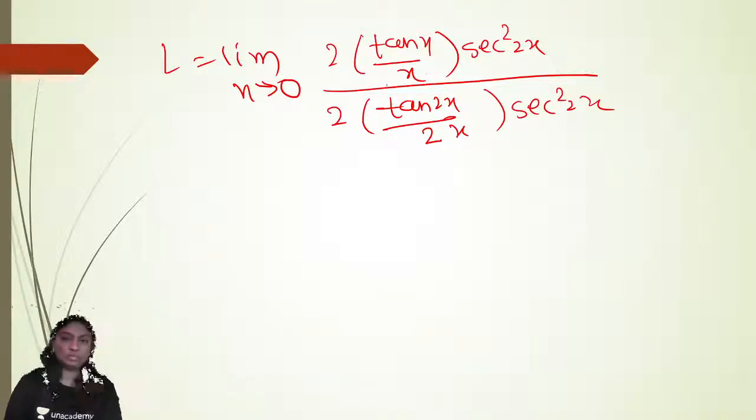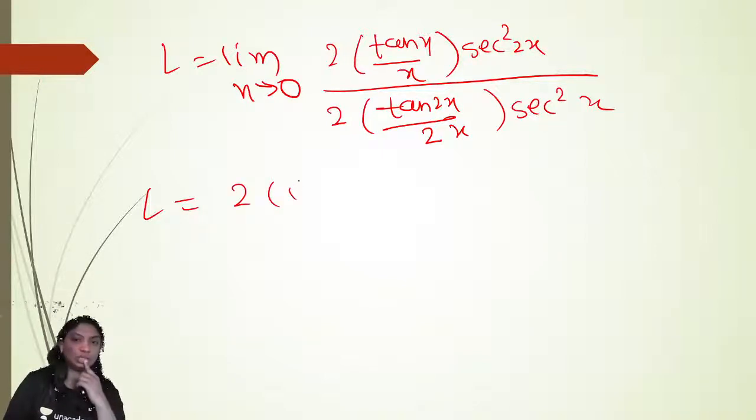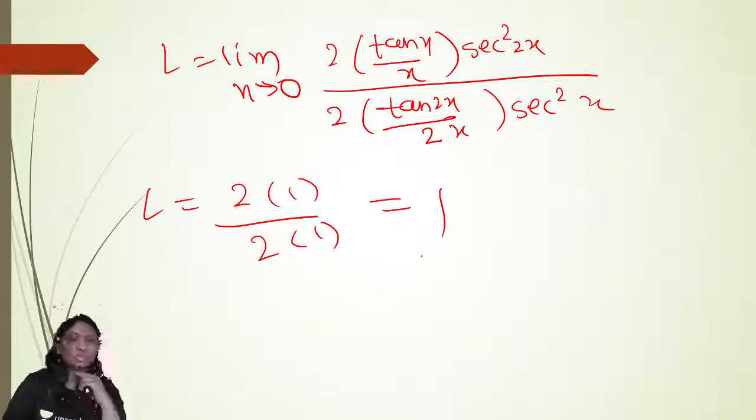So limit as x tends to 0, tan x upon x is equal to 1. So tan 2x upon 2x is also 1. So 2 into sec square 2x upon sec square x, it should be sec square x, not 2x. So you will get here limit as x tends to 0, 2 into sec 0, and sec 0 is 1. Here 2 into sec 0 again is 1. So 2 upon 2, that is the value of this function is 1. I hope you are getting it.